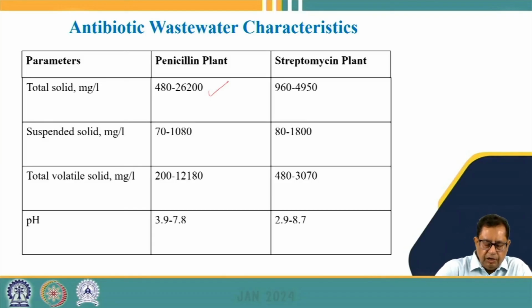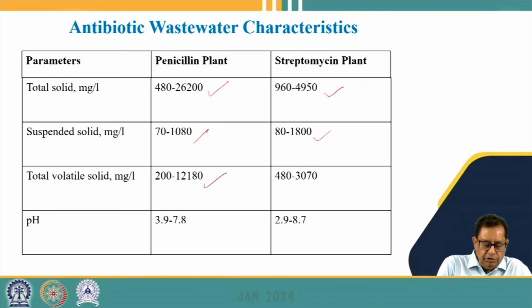In the penicillin plant, we find that nearly 480 to 26,200 milligrams per liter of total solids may be present, whereas in the streptomycin plant, nearly 960 to 4,950 milligrams per liter of total solids are present. And the suspended solids may range from 70 to 1080 milligrams per liter in the penicillin plant, whereas it may range from 80 to 1800 milligrams per liter in the streptomycin plant. So we find that we have a higher fraction of dissolved solids in comparison to suspended solids.